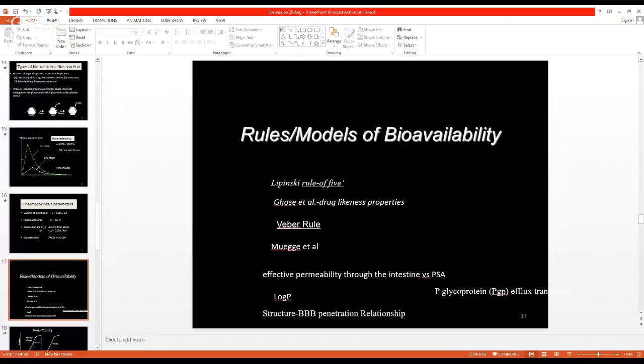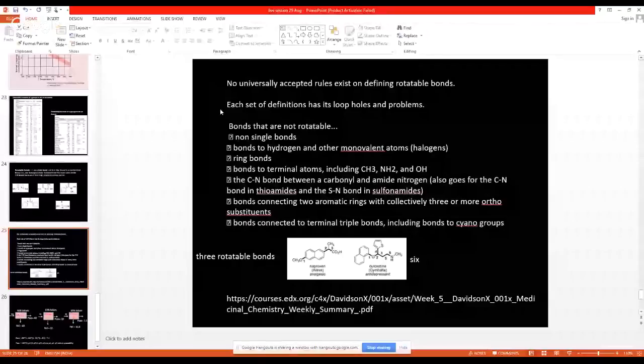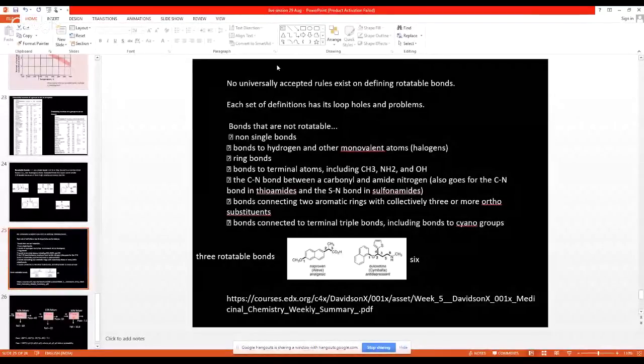Also the C-N bond, carbonyl and amide bond, and bonds connecting 2 aromatic rings with collectively 3 or more ortho substituents. So even though you may take this as rotatable, if there are some ortho substituents, then that is not going to be rotatable. Bonds connected to terminal triple bonds, including bonds to cyano groups. If you have C triple bond N and then a single bond, then that is not counted as a rotatable bond. So a lot of exceptions are there in this rotatable bond.